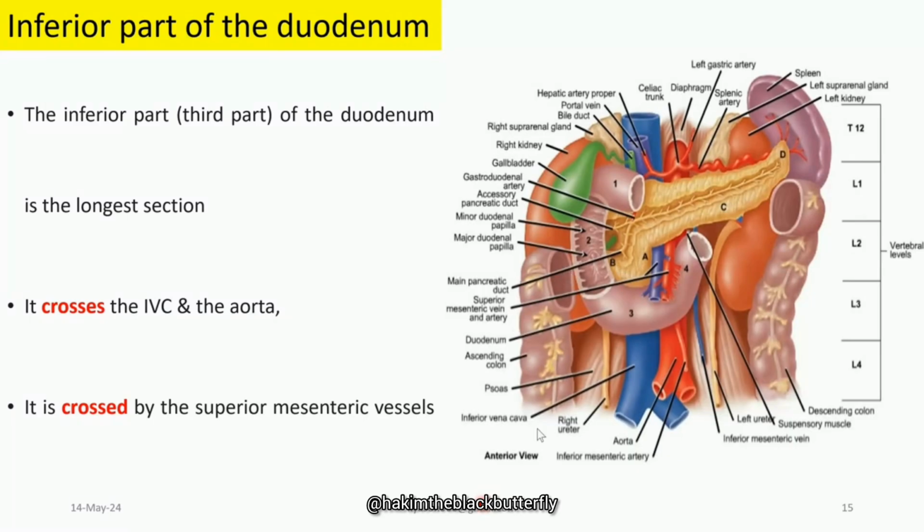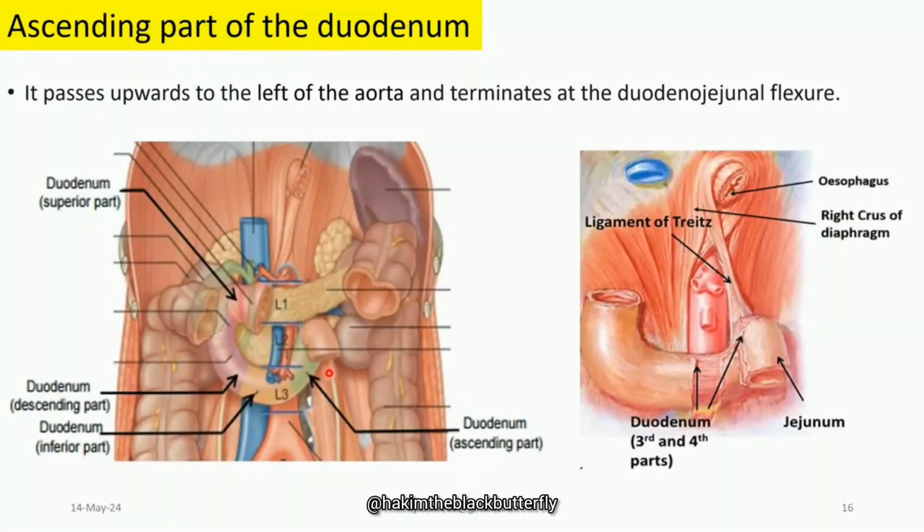Okay, so let's continue. Those were the relations of the inferior part of the duodenum. Then you can see the ascending part. It's going to be extending upwards on the left side of the abdominal aorta, and most importantly, it's going to be attached by what we call the ligament of Treitz.